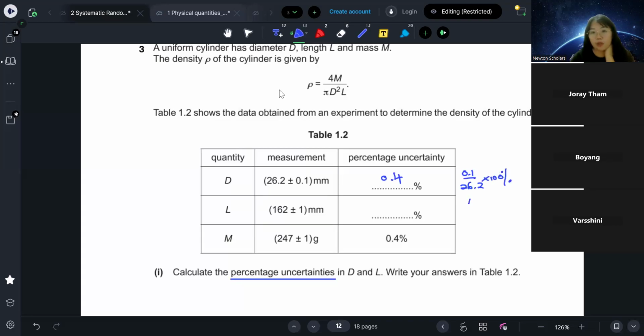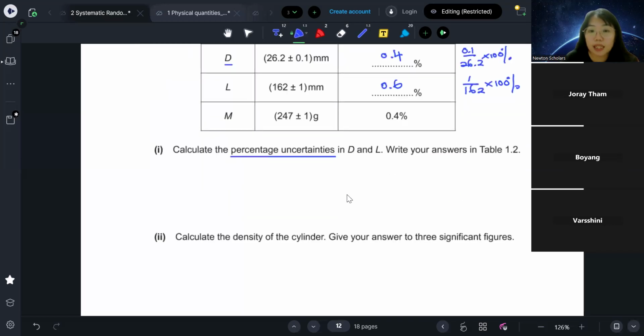Same method here, 1 over 162 times 100%. So you should be able to get 0.6. Okay, maybe something is wrong here. No need to times 2. No need. Now it's finding D only. The times 2 is here.